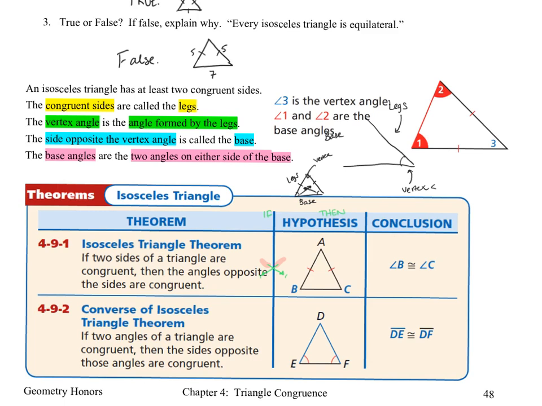Now the converse of that, if the base angles are congruent, then what I'm saying is the sides opposite are congruent. So now we know that DE is congruent to EF.